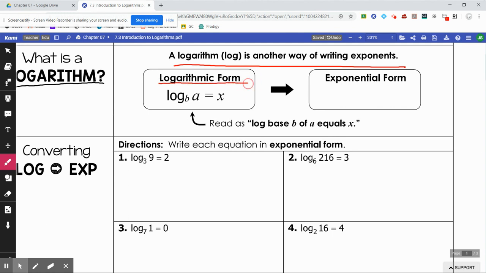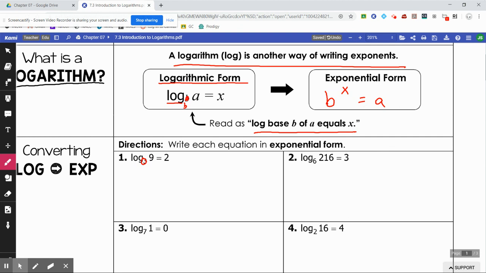This is called logarithmic form. Log, like what's on your calculator. The log, and this is a subscript. This number is normally written down here below, and it looks here like it's written next to, but it's a subscript. Log base b of a is equal to x. That's how we read that. Log base b of a is equal to x. Written in exponential form, because again, this is just another way of writing an exponent, this is rewritten as b raised to the x power is equal to a.